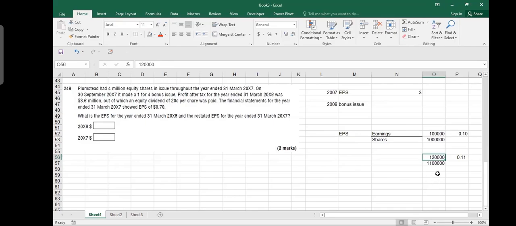Now, please pay attention to this. I'm not doing this 120,000 because I gave bonus shares and I did not get any cash. So if I'm not getting any cash, my earnings will remain as they were before. But my number of shares have increased. So as a result, what will happen? Your EPS will decrease. Do you understand my point? Do you understand that bonus shares decrease your EPS?